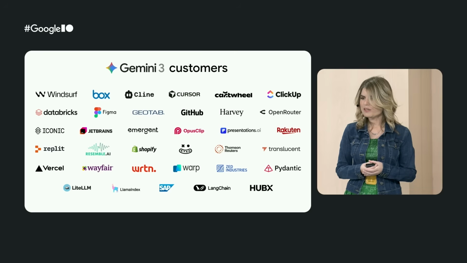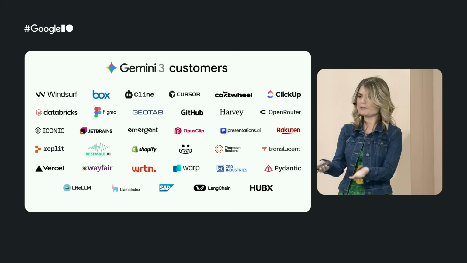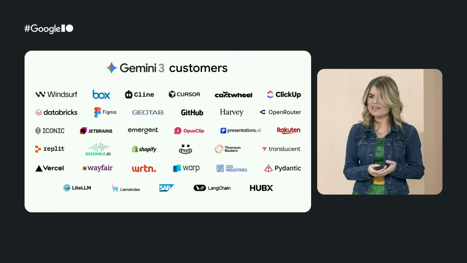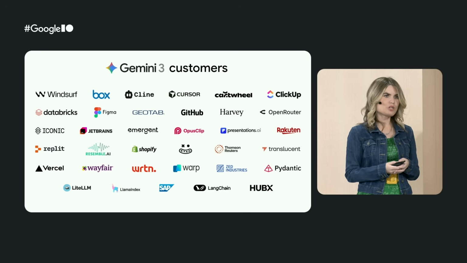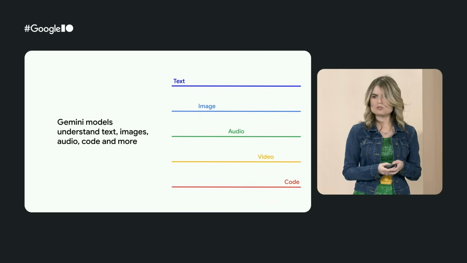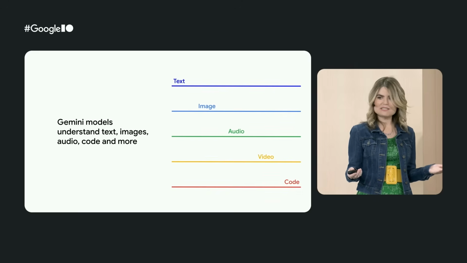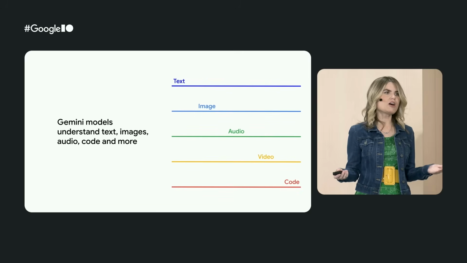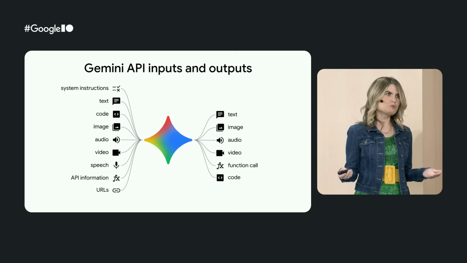Which is pretty cool. It's not just us using Gemini 3. We are blessed to have a whole bunch of customers across the industry, Databricks, GitHub, Harvey, Warp, and a whole bunch more that have Gemini 3 running in production. And Gemini is really remarkable in the industry because it's great at understanding all of these many different modalities, text and image and audio and video and code. But it can also output multiple modalities.